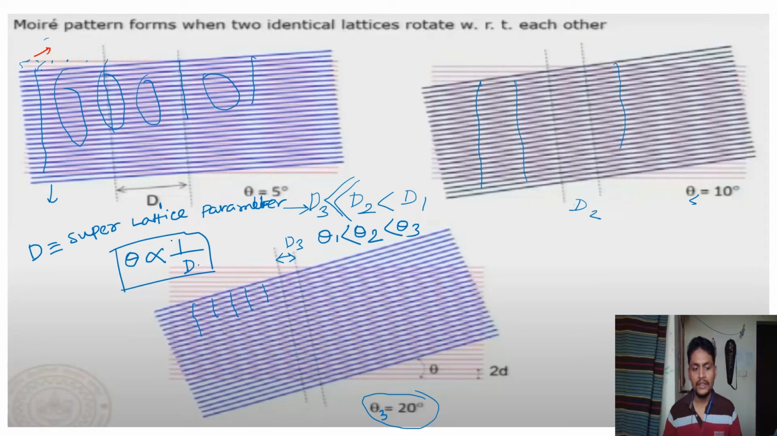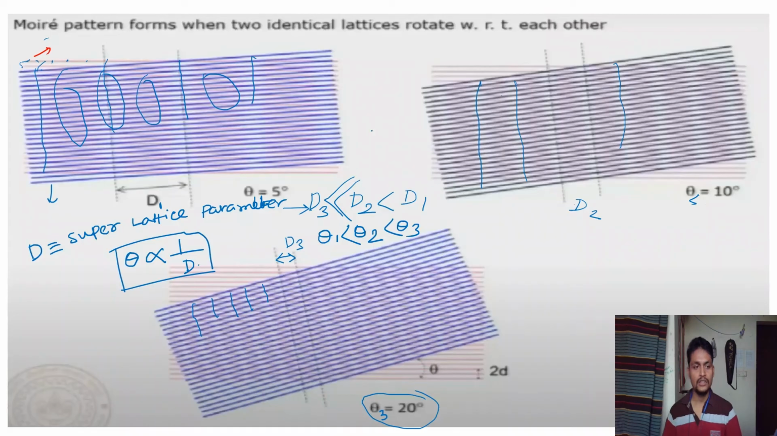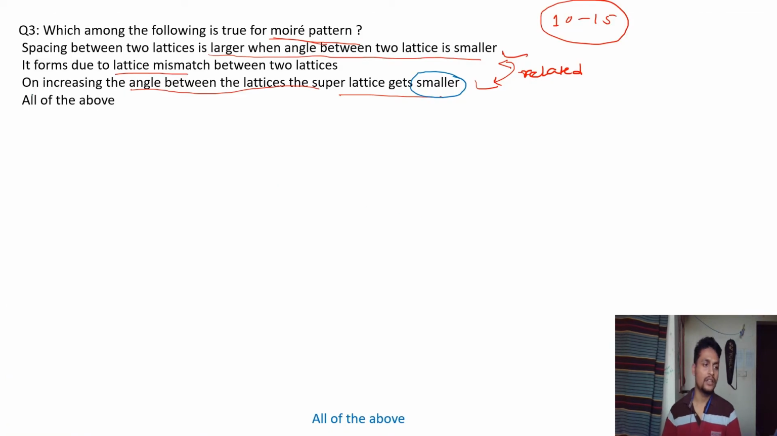So we have seen that whenever the angle between two similar lattices increases, the superlattice parameter decreases. So let's go back to the question. What is written in the third point: on increasing the angle between the lattices, the superlattice gets smaller. Is it true? Now I can see this. Here D3 is the smallest, and the angle theta 3 is the highest. So that is right.